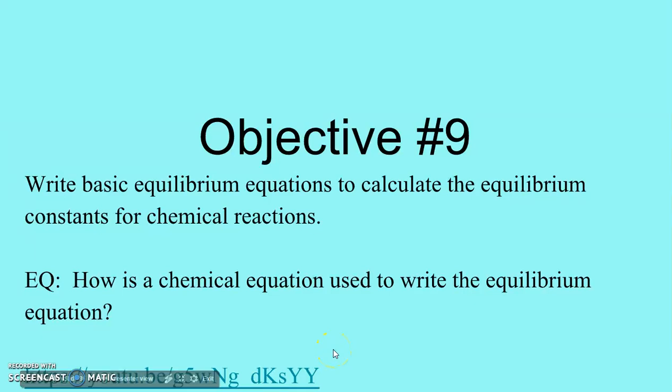All right, so this is the chemical reaction screencast for objectives 9 and 10. We're going to talk about basic equilibrium and equilibrium equations and how to write equilibrium constants. So the essential question for objective number 9 is, how is a chemical equation used to write the equilibrium equation?